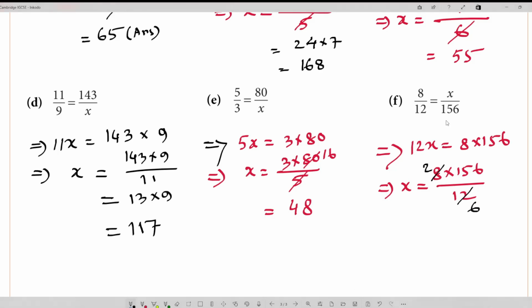It's not right because here is 3. 12 divided by 4 means 3, and this one, 156 divided by 3. So here is 4. 4 times 3 is 12. So 15 minus 12 is 3, and 6. It means 36.